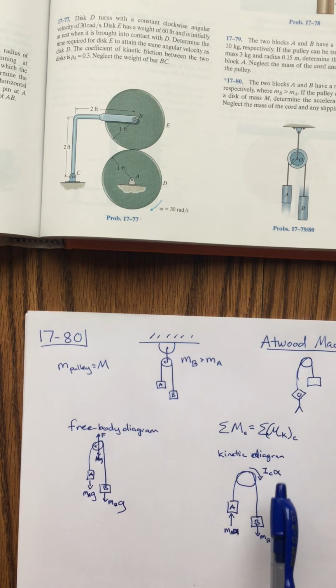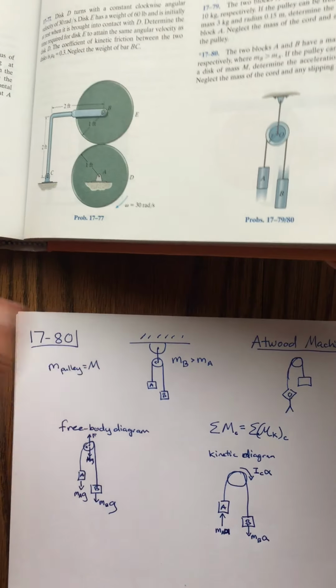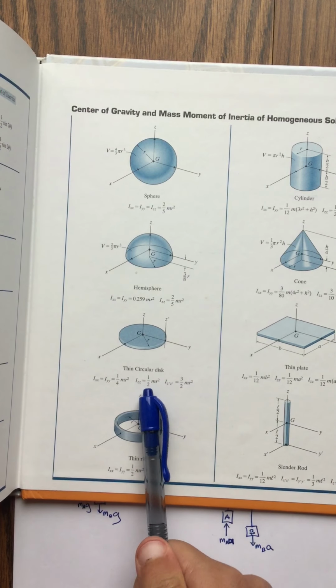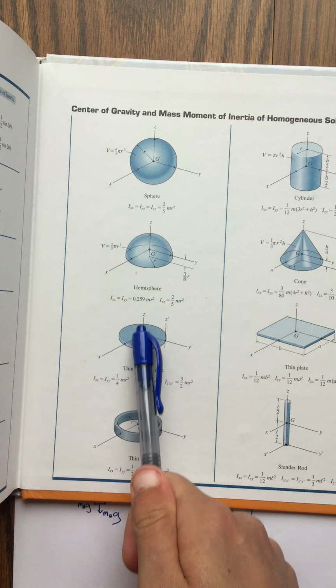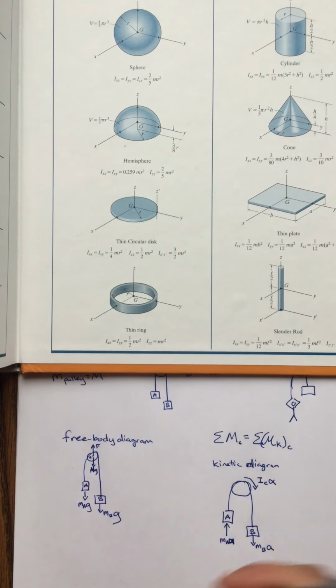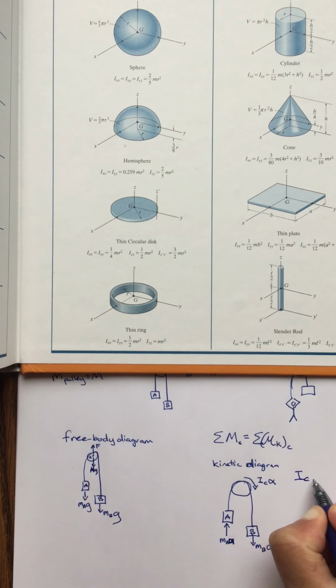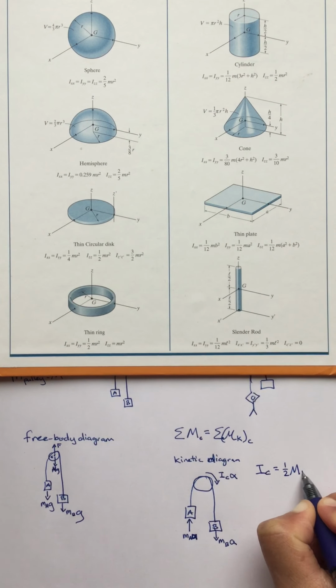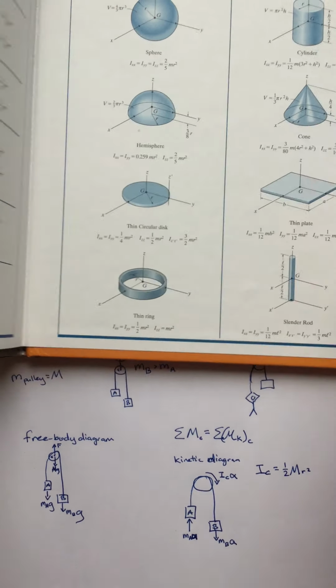Oh, before I do that, let's go to the back of the book and figure out what the moment of inertia is for the pulley. So in the problem we are told we could treat the pulley as a disk. For the thin circular disk, for the axis z, which goes through the mass center, the moment of inertia is 1/2 m r squared. So the moment of inertia about point C for the pulley is 1/2 times the mass of the pulley times the radius of the pulley squared.